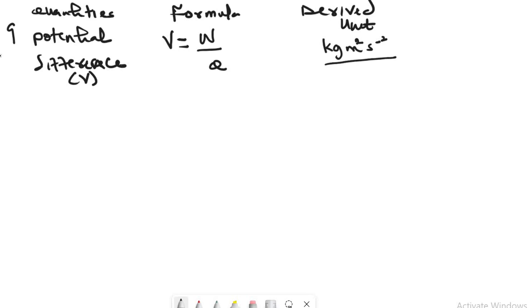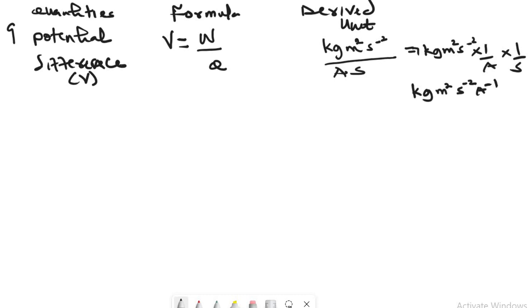And charge is current times time, that's ampere second. So this can be written as kilogram meter squared second to the minus 2 times 1 ampere times 1 second. It's the same thing as this. At the end of the day, we have kilogram meter squared second to the minus 2 ampere to the minus 1 second to the minus 1. So when you do your mathematics, we have kilogram meter squared second to the minus 3 ampere to the minus 1. This is potential difference.